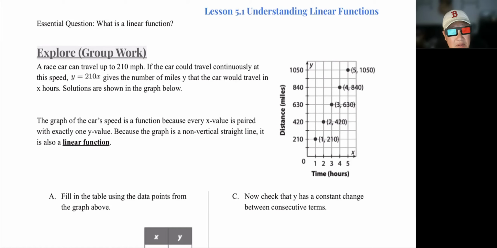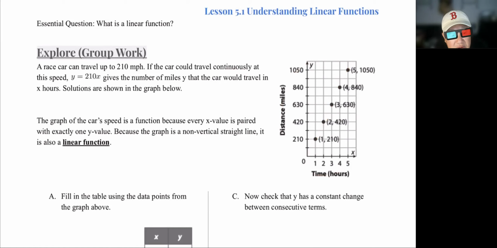Okay, guys, in this particular scenario, we're talking about a race car that could travel like 210 miles per hour, right? So if it were to travel continuously at this speed, we would have the equation y equal to 210x, x being the number of hours and y being the miles that it travels, right? And solutions are graphed over here. Now remember, it says continuously, but we only graph some of them to indicate the way the line should be, and we would connect them straight like this way because the keyword over here was continuously, right?